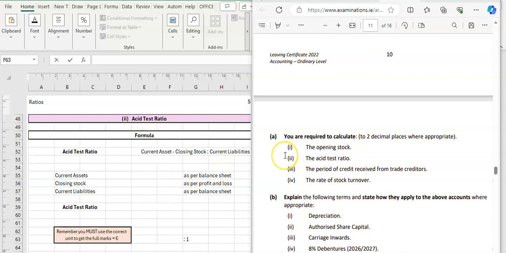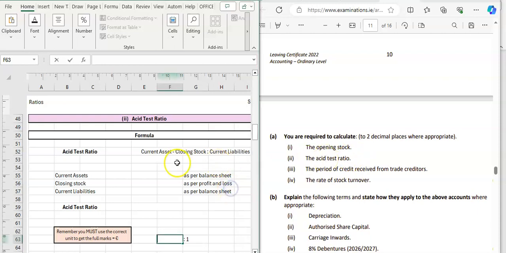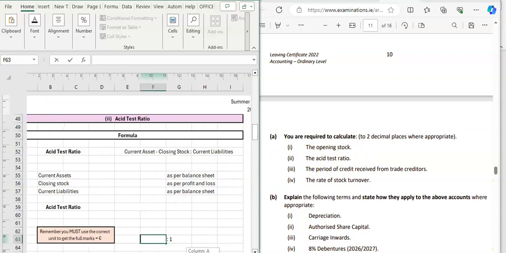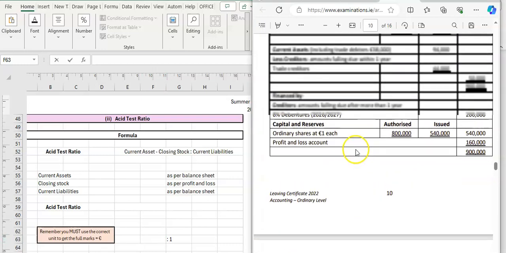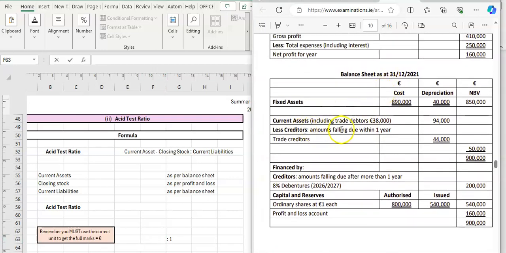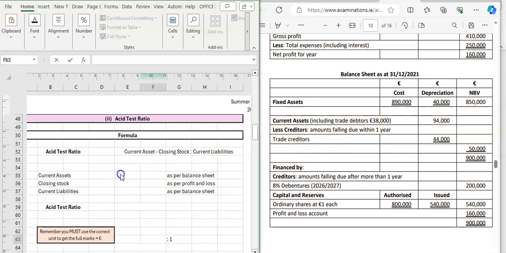Okay, let's have a look at the summer 2022 paper for ratios and the second adjustment, the asset test ratio. So we know that the formula for the asset test ratio is your current assets minus closing stock is to current liabilities. So we need to find these figures. Your current assets are in your balance sheet, so we'll see current assets 94,000.